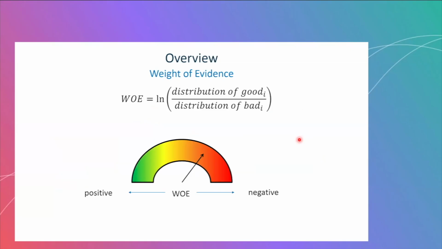Correct. So that's the whole idea of computing something called weight of evidence. High negative values will typically correspond to higher risk, and higher positive values will typically correspond to lower risk, which is a very logical thing.